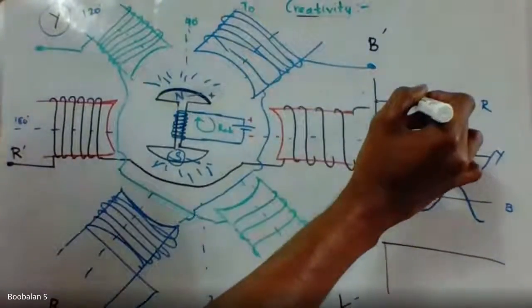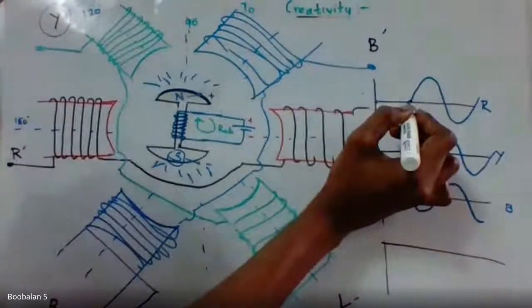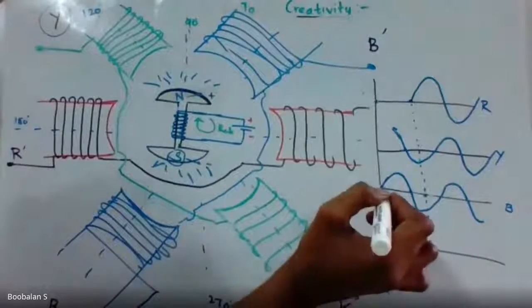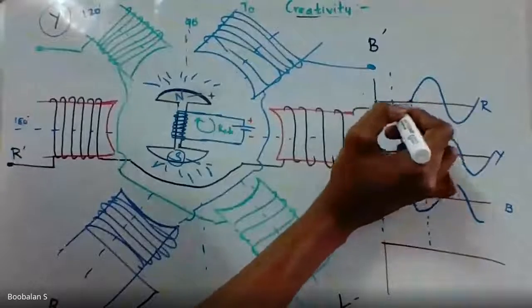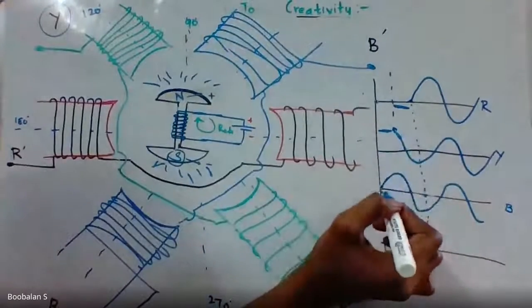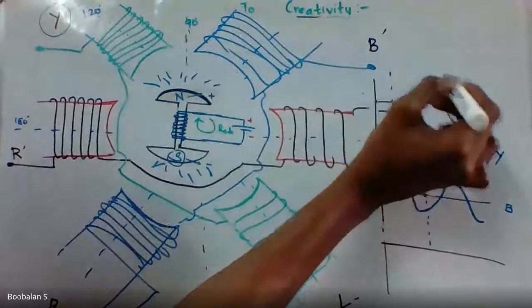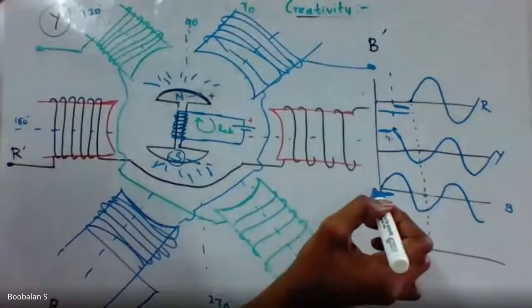So 120 degrees, all of them are 120 degrees apart. So now it will start somewhere here. Every phase has a 120 degree phase difference. Here, R only starts increasing after 240 degrees, but the Y phase starts at 120 degrees, and the B phase starts at 0 degrees.